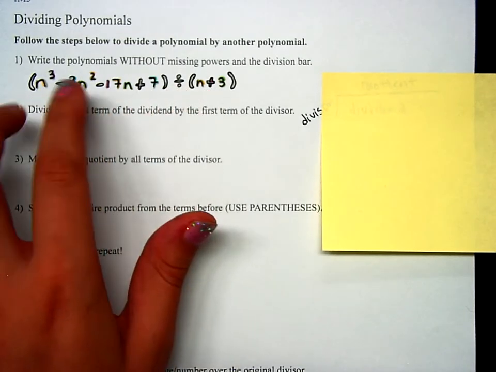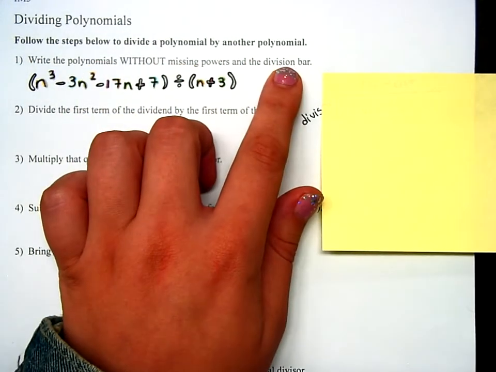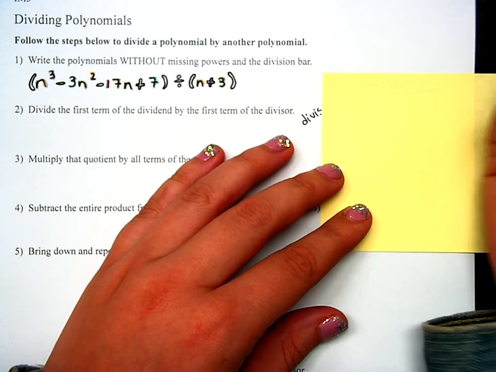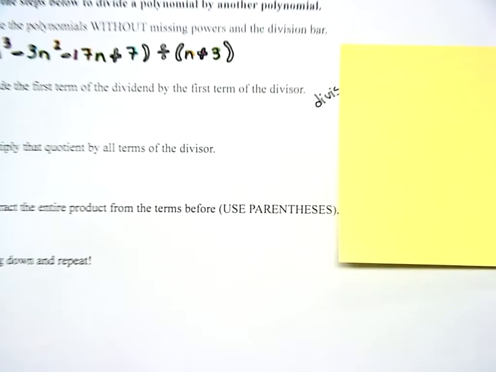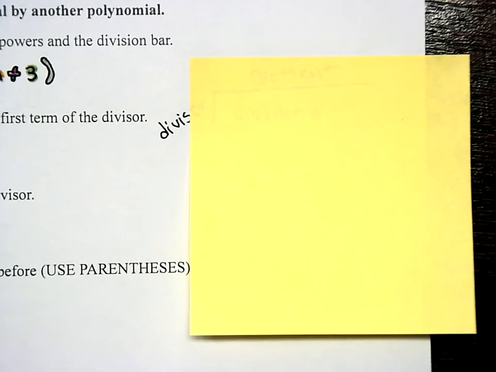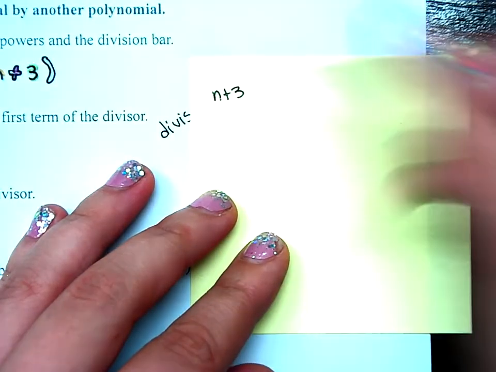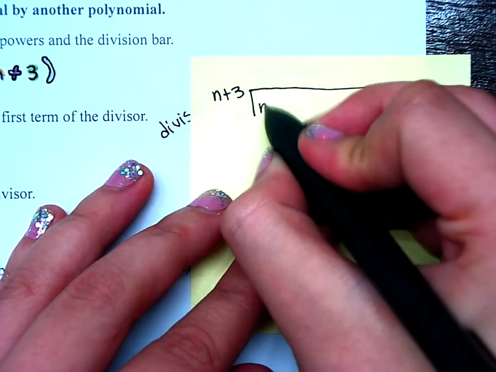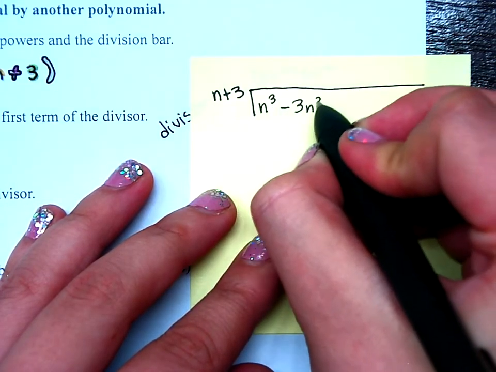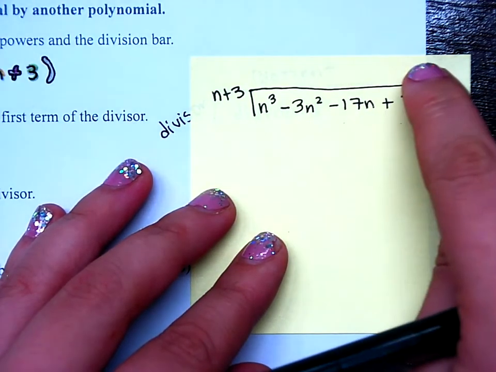Okay, so my first step is to write the polynomials without missing powers in the division bar. So first what that means is I'm going to get my problem started. So I'm going to write my division bar. Let me zoom in just a little. And then I'm going to write my polynomial without missing powers. I'll talk about what that means in just a moment. So first I'm going to write n plus 3 on the outside. And then I've got my long polynomial on the inside. Minus 17n plus 7. I'm going to make sure I leave room for my quotient up here.